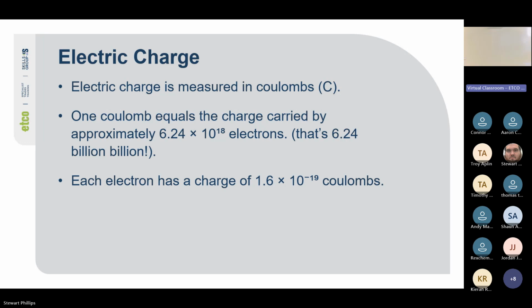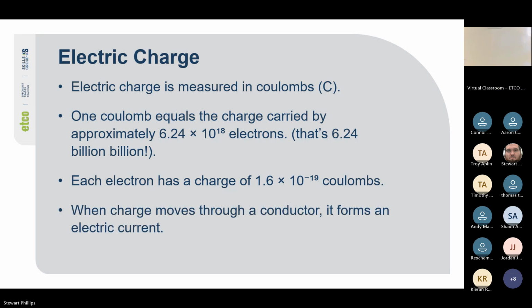But again, this is stuff that you don't need to know too much because out in the industry, we don't talk about how many electrons, we talk about how much charge it has. Cool. So when charge moves through a conductor, it forms an electric current. So the electric current is the charge moving through the conductor, which is why it's important to what we do.